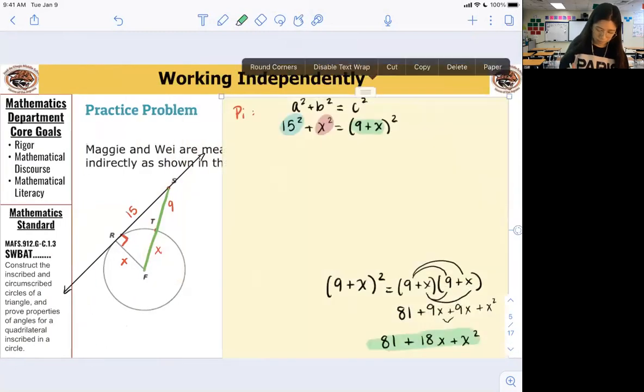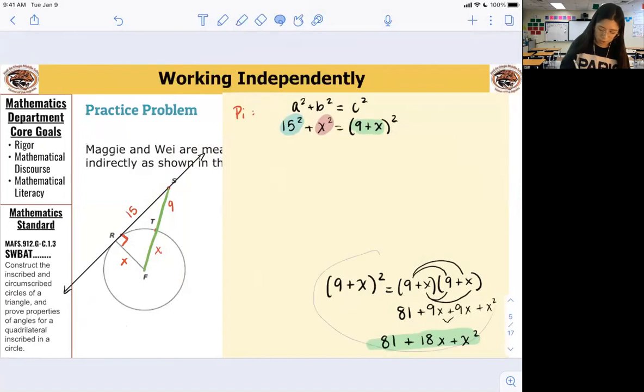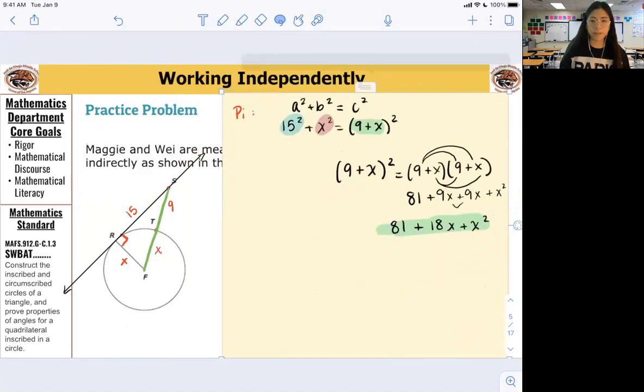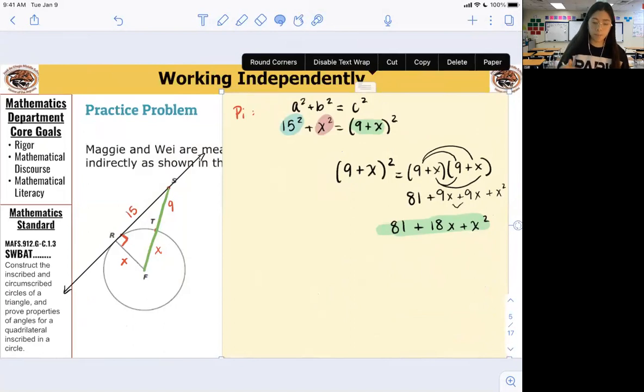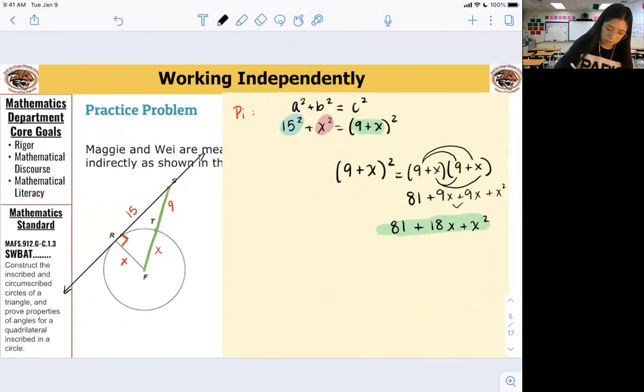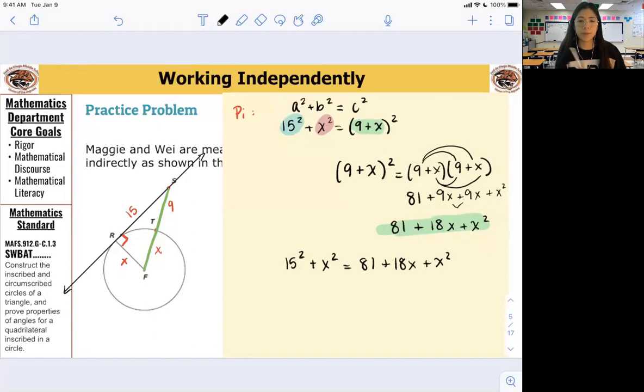There we go. Okay. So far, all I've done is I've just expanded the right side of that whole equation. But now I got to put it all back together. So now I have 15 squared plus x squared equals 81 plus 18x plus x squared. And I know it looks really big, but don't worry because things are going to cancel out pretty soon. By the way, what's 15 squared? You should have that one memorized. What's 15 squared? Good, 225.